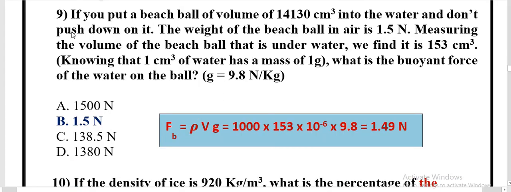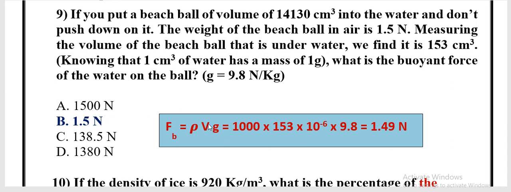Question number 9. If you put a beach ball into the water and don't push it down, the weight of the beach ball in air is 1.5 Newton. Measuring the volume of the beach ball that is under the water, we found it is 153 centimeter cube. What is the buoyant force of water on the ball? Buoyant force equals rho Vg.